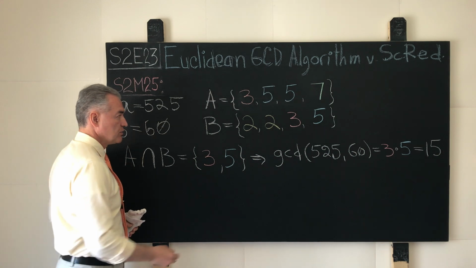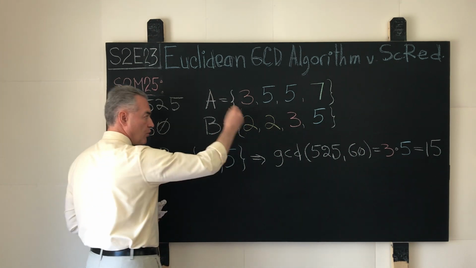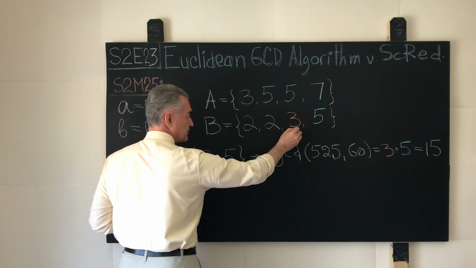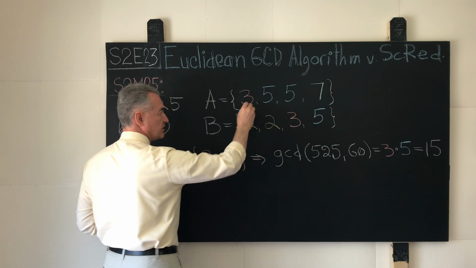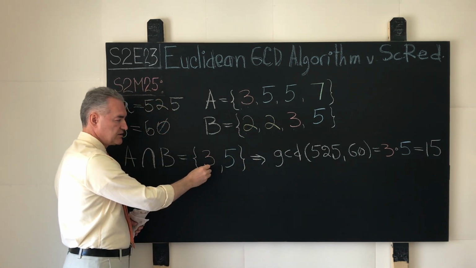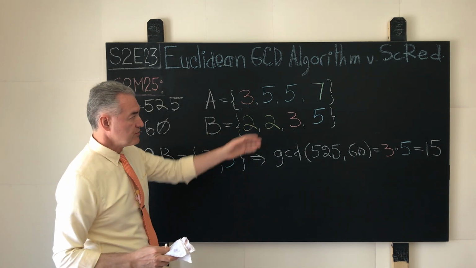For example, we look at number 2. 2 is present in B, but is it present in A? No, so all 2's go out. Next one is number 3. We see that number 3 is present in the multiset B, it is present in the multiset A. Bam, this copy of 3 makes it into the intersection of these two multisets. No more 3's are available.